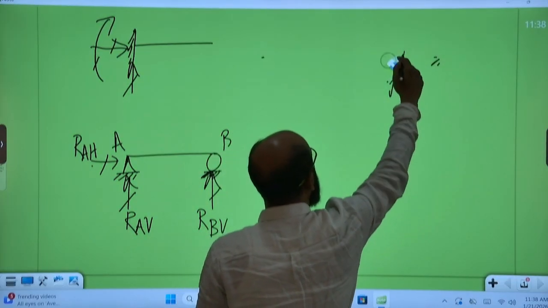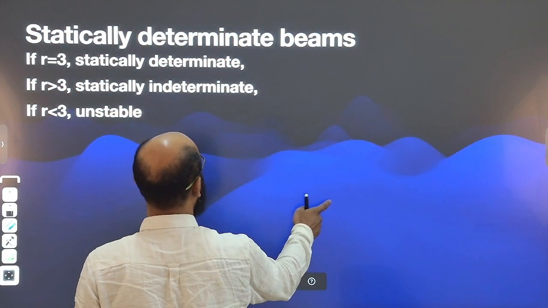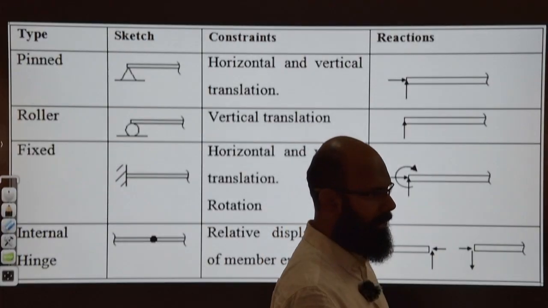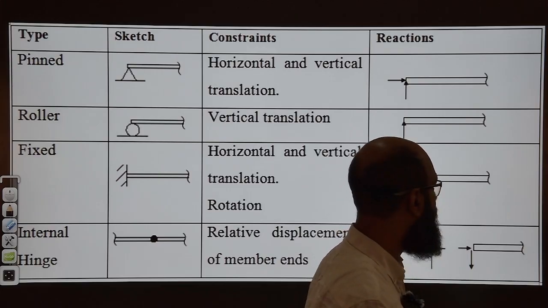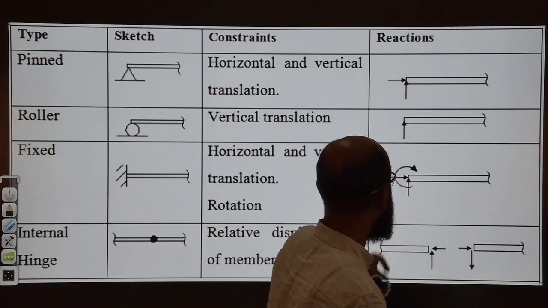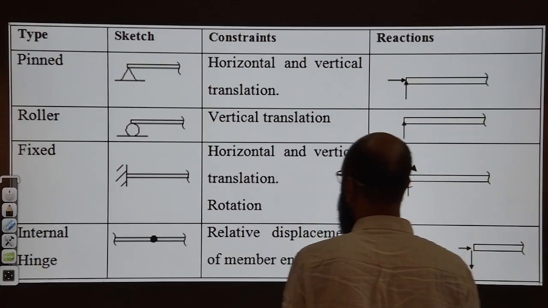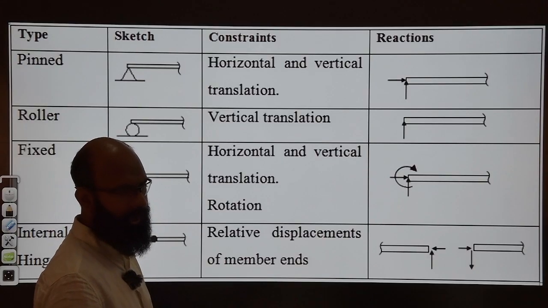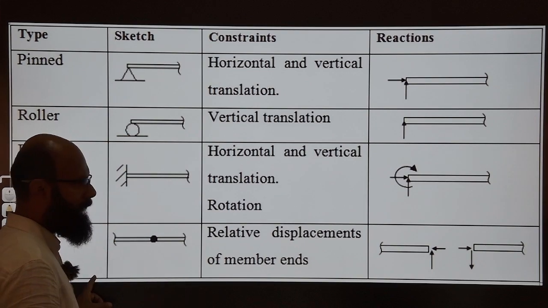Now we could go to our lecture, and you can see here I have shown a diagram where you can see the pin support. As we have discussed, there are two reactions. You can see the sketch, and the reactions are one vertical and one horizontal. For a roller support it is 1, for a fixed support it is 3. And what are the constraints? Actually, reactions mean the restraints or constraints the support is providing to the structure. So this will be discussed later on. The internal hinge I have not discussed today.